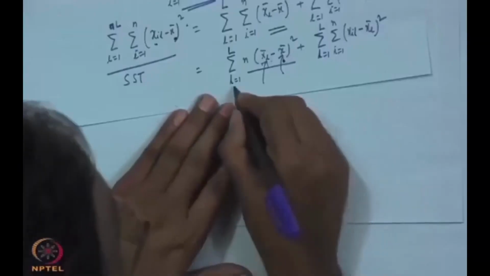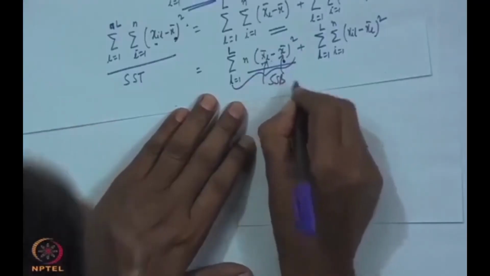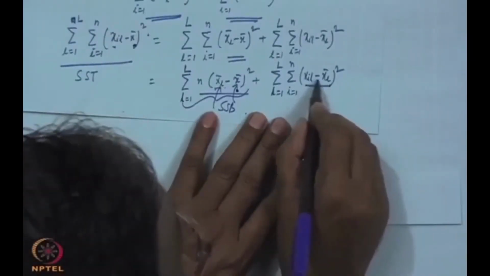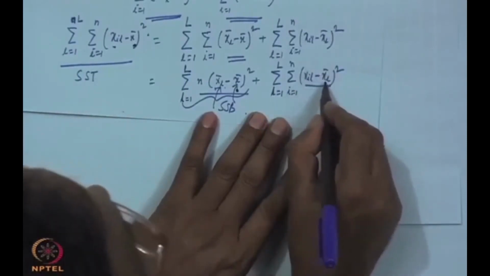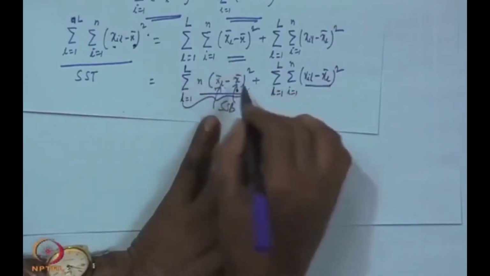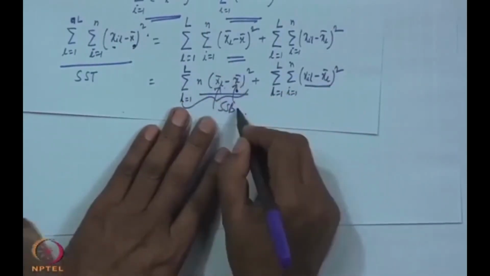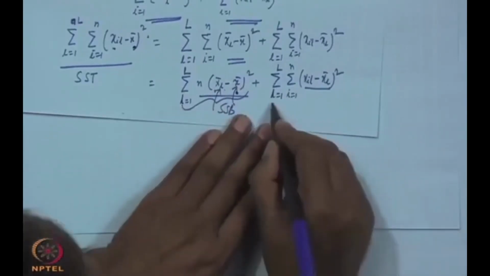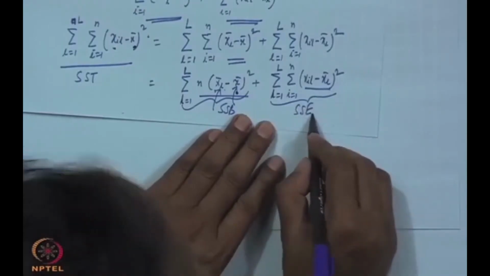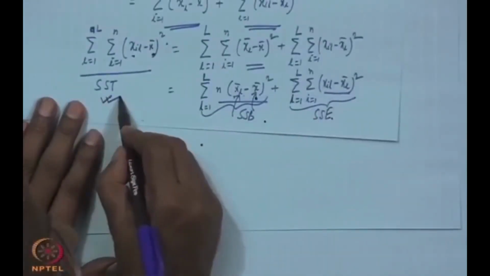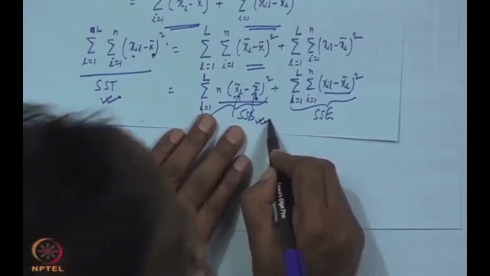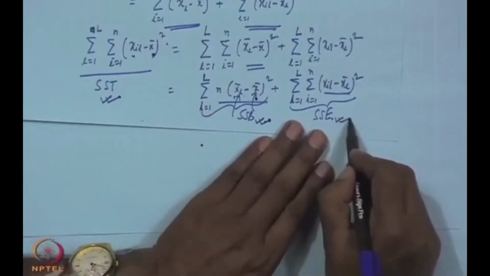That is why this quantity is known as SSB. And we have seen earlier also, X_il minus X_l bar is nothing but the error part, which is not explained by SSB. So, this is SSE, sum square error. Now, sum square total is equal to sum square between populations plus sum square error.